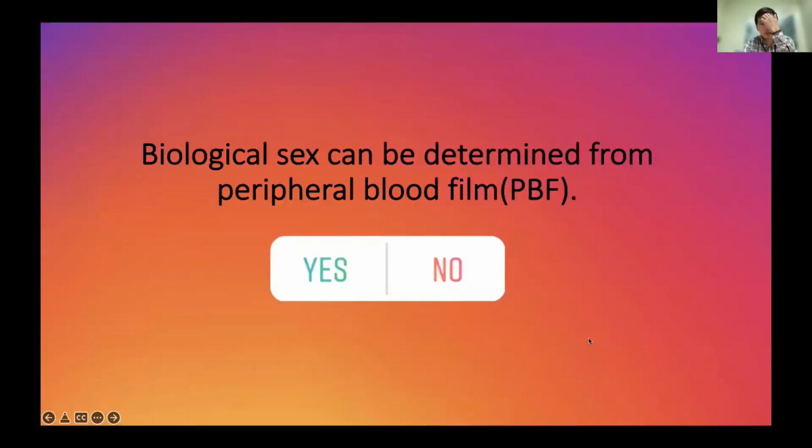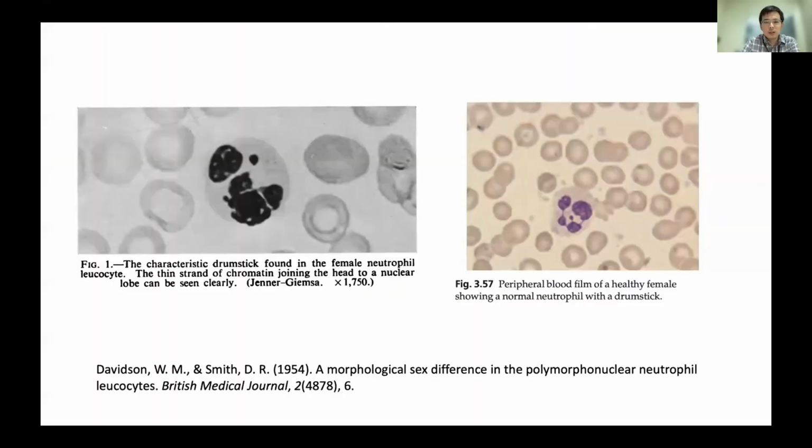Before we go into the case series, let me just ask you all one question, and then you can interact with us in the chat box. So biological sex can be determined from peripheral blood film examination. Yes or no? So the answer to this question is yes.